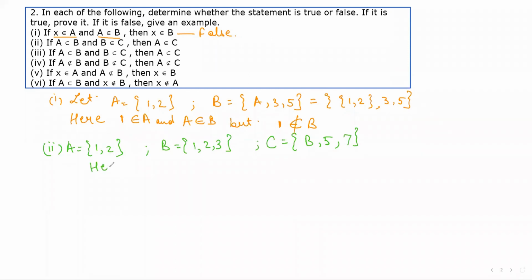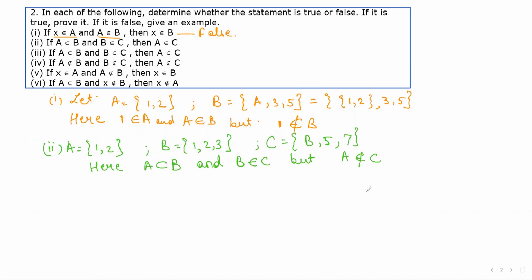Here, A is a subset of B and B belongs to C, but A does not belong to C. A is not an element of C.